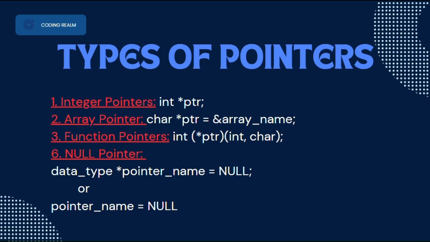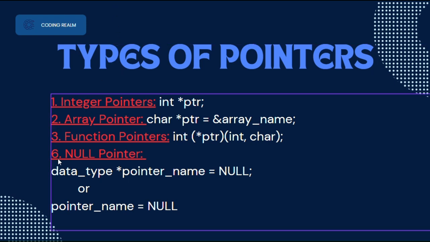Now guys, let's see the types of the pointers. Here we have 4 types. Let's start with the first type, integer pointer. As the name suggests, these are the pointers that point to an integer value. We start with the data type, which is an integer, and then the pointer name. These pointers are pronounced as pointer to integer.